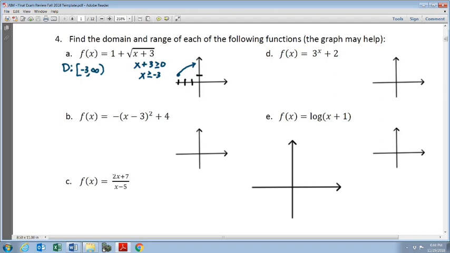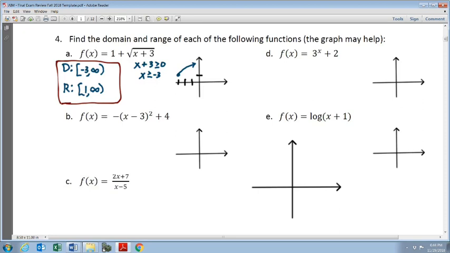So you can see that the range, we'd start at the lowest point, and the y value there is 1, and then go to the highest point. There is no highest point, so our range is 1 to infinity. Alright, on part B, this is not one of our 3 restricted domain functions.